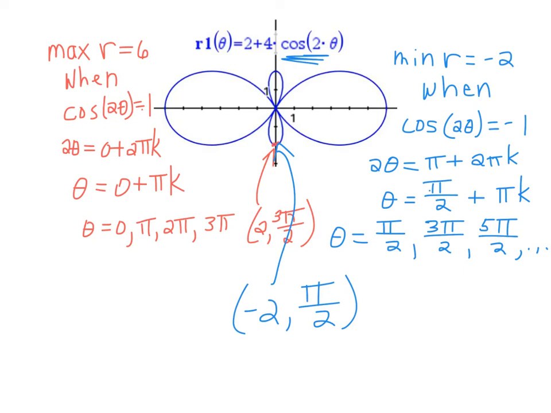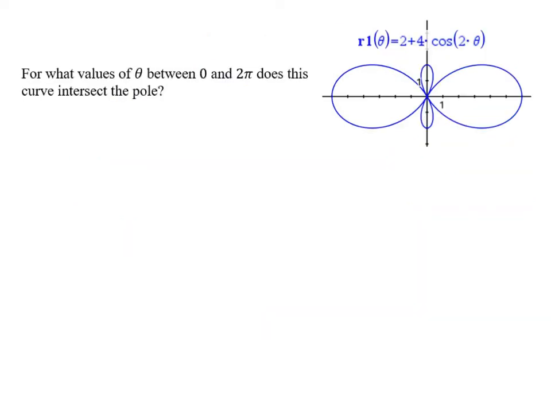I just want to reiterate that the exploration sheet does not actually ask you to find these theta values. It simply asks you to determine what the maximum r value and the minimum r value are. But the next question we look at will be asking you for theta values. One very important thing to be able to do with polar graphs is to determine for what values of theta the graph intersects the pole, right, which is the origin.